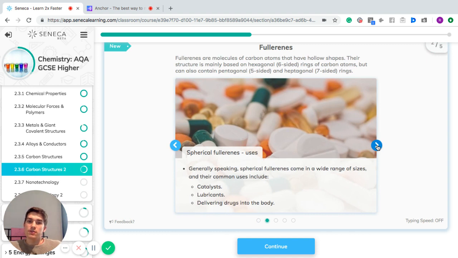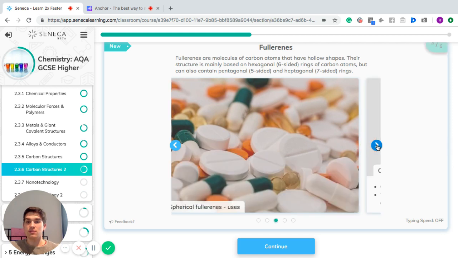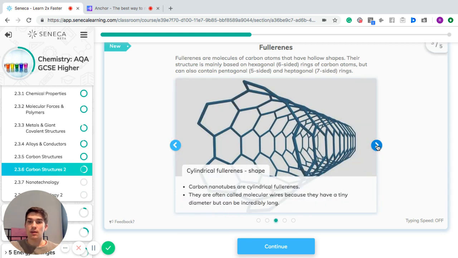Now, spherical fullerenes are quite useful, and they generally come in a wide range of sizes. But some of their most common uses are as catalysts for reactions. They can also be used as lubricants, and they can also be used for drug delivery in the body.